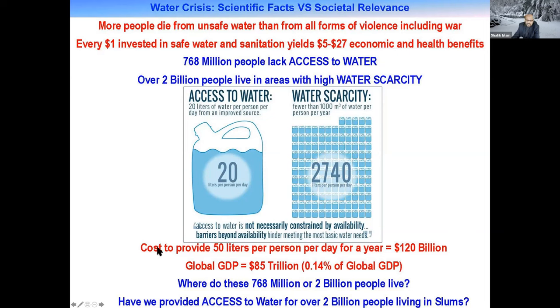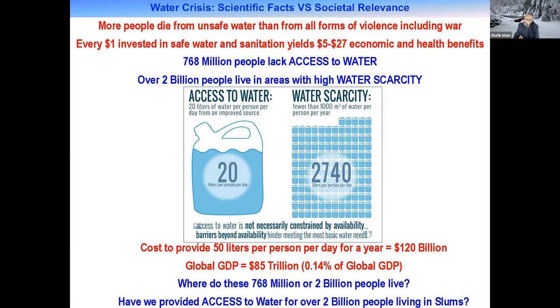So why is it not? Let's say that I am generous. I want to make it 50 liters, not 20. 50 per person per day. Give me $120 billion, and I can do it for everyone in the globe. Look at the global GDP, $85 trillion. It's only 0.14% of global GDP. So how come, as a global community, we're so benevolent and so generous, yet we cannot spend even 0.14% of our GDP to give water to everyone? So the problem is not economic then. The problem is not that we don't have the technology.